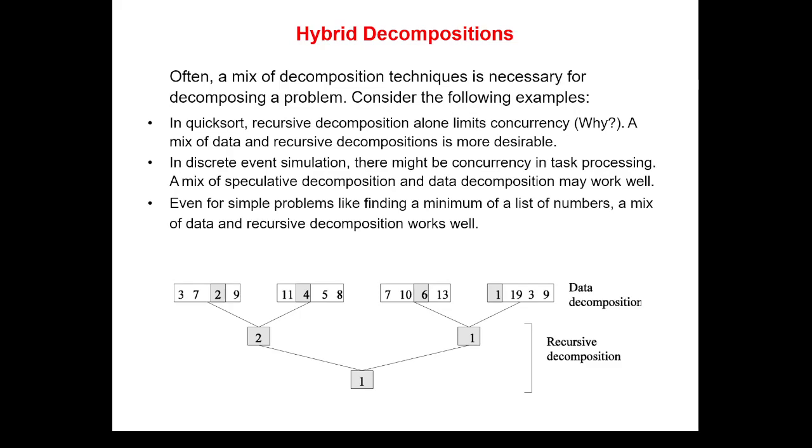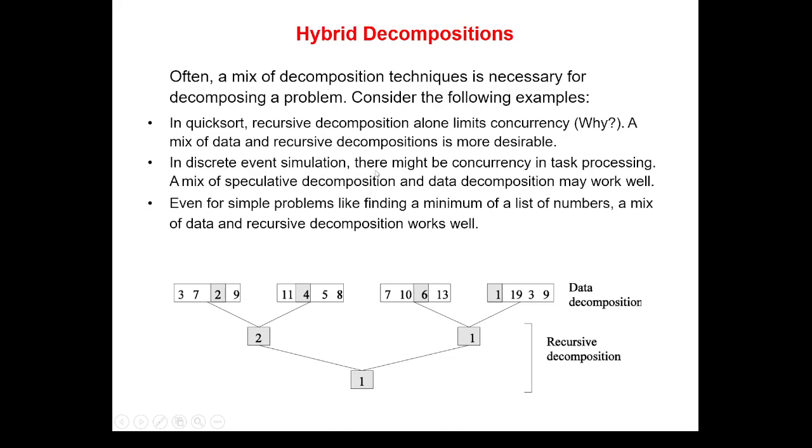That is speculative decomposition. Often, what we normally implement is a hybrid, where we combine several decomposition techniques into a mix. That's why it is called hybrid. For example, we want to sort a numbering system. At first we use recursive decomposition alone, which limits concurrency. Why? We should mix data and recursive decomposition to be more desirable. When sorting, we cannot use only one technique, so we need a combination. For example, in quick sort, we use recursive and also data decomposition.